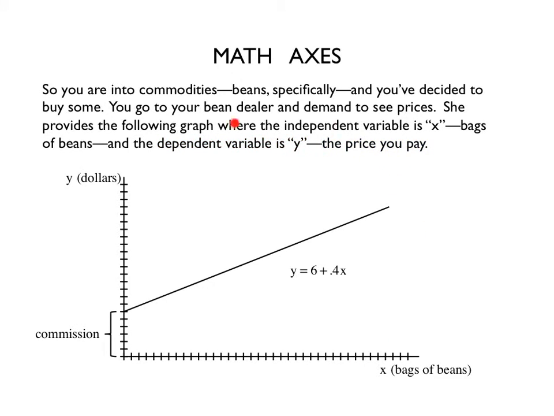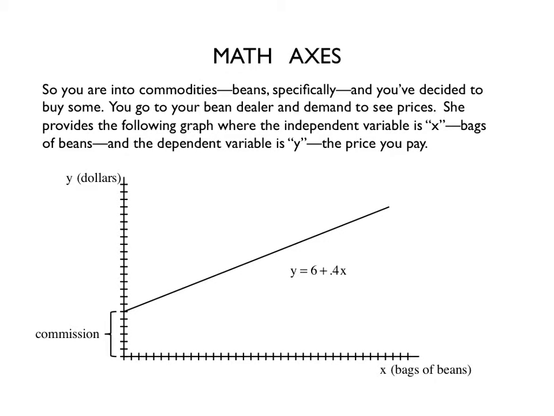So here is the graph. Here is the function that defines the graph. Two different ways of figuring out how much it's going to cost you. One is to move along the x-axis until you identify how many bags of beans you want. You go up to your graph, you go across until you hit the y-axis, and you read off the y-axis how many dollars that number of bags is going to cost.